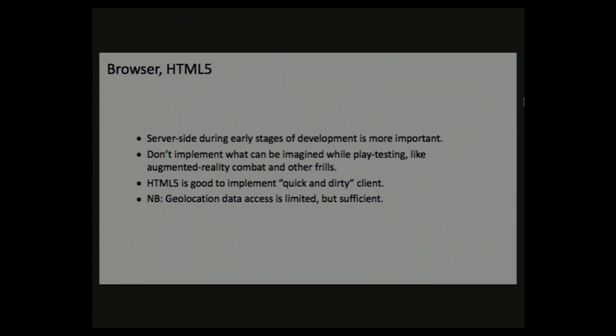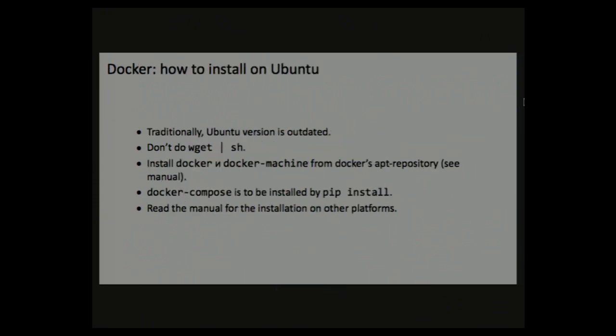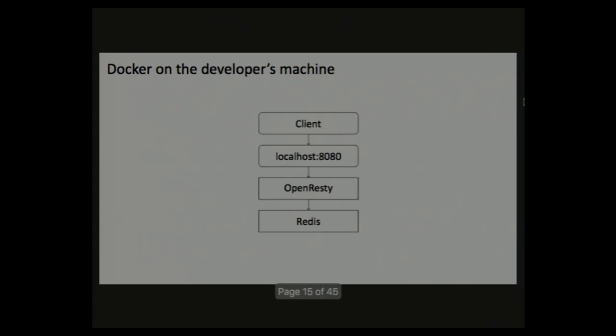You can read them later, given that we have little time. So on the developer machine, Docker is quite simple. The client, which is the browser, connects to the localhost port, and there those two square boxes sit in Docker. OpenResty serves the HTTP requests and talks to Redis, which resides in another Docker container.